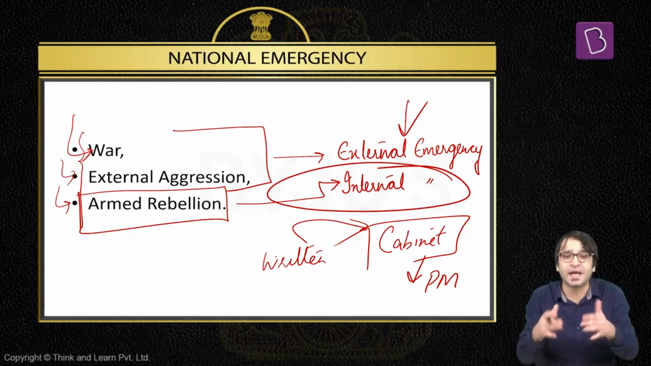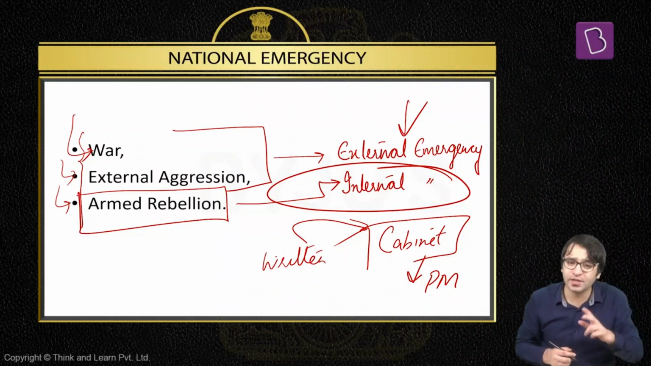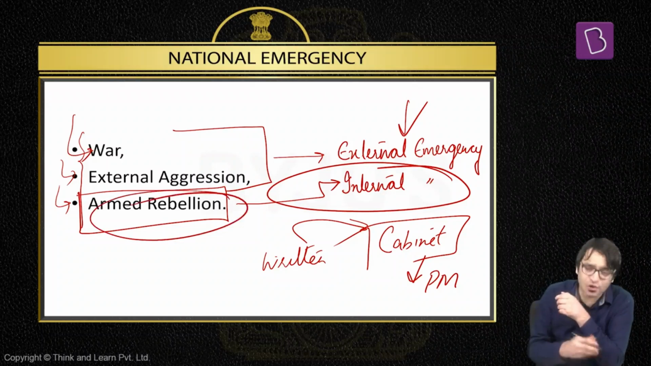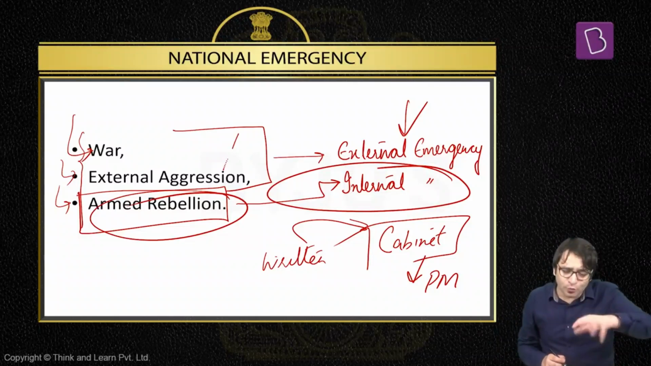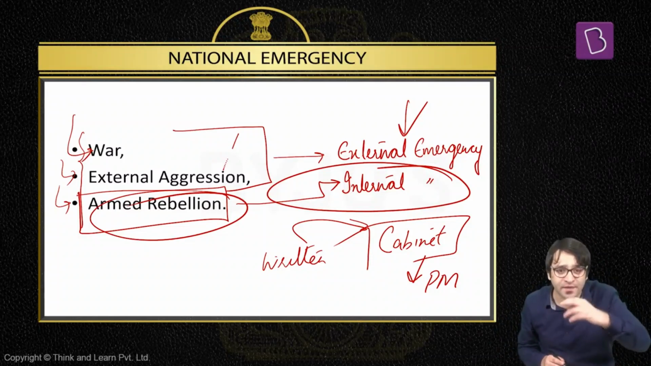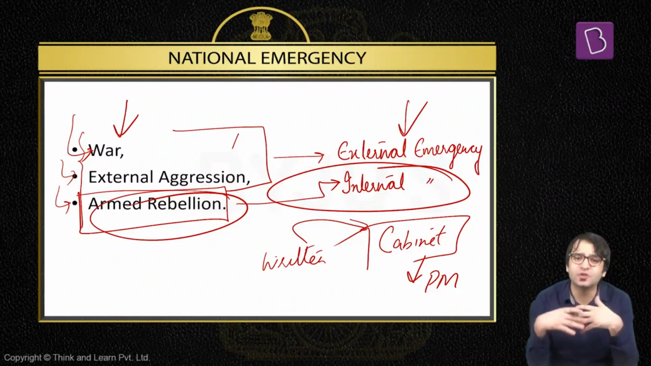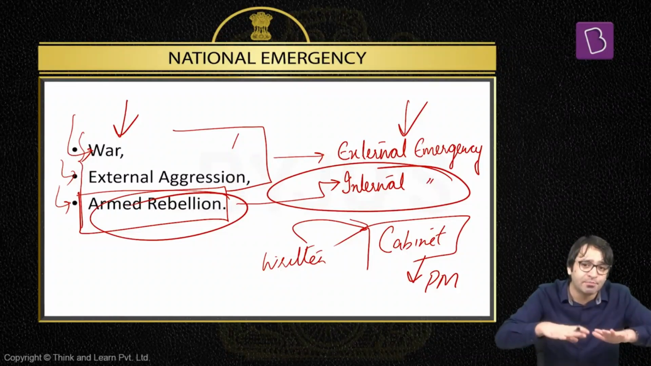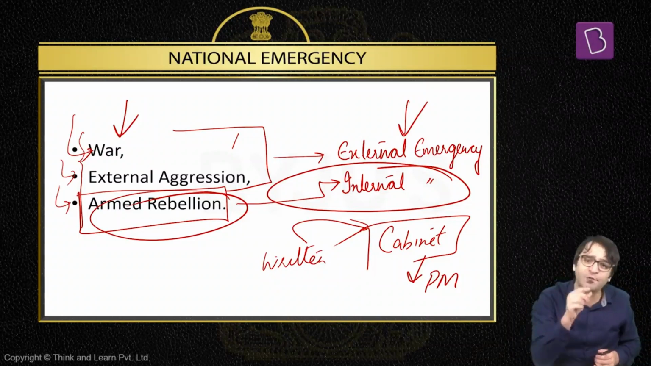What the president can do? President can proclaim national emergency. That's point number one. Point number two. Today the president is proclaiming national emergency on the grounds of armed rebellion. Tomorrow he can change it and say this national emergency is imposed on the grounds of external aggression. Tomorrow he can say no, this national emergency is imposed on the grounds of war. That means president may always change the ground on the basis of which national emergency can be imposed in this country. These are two important things you need to keep in mind for your prelims examination.